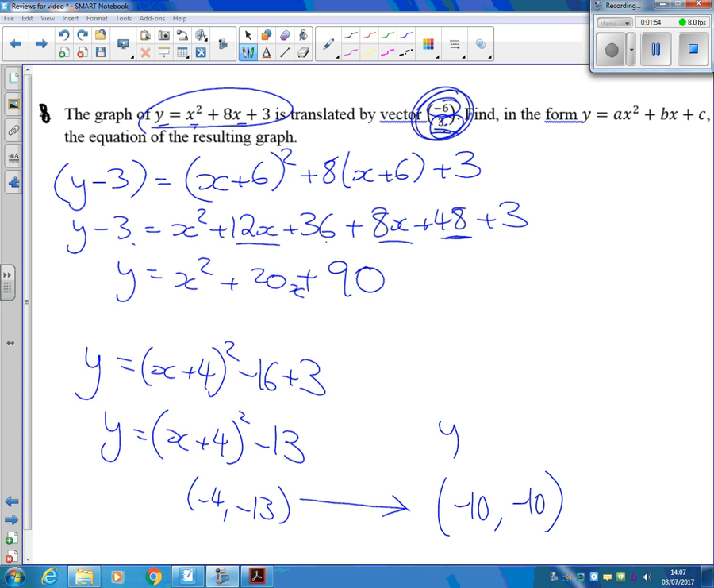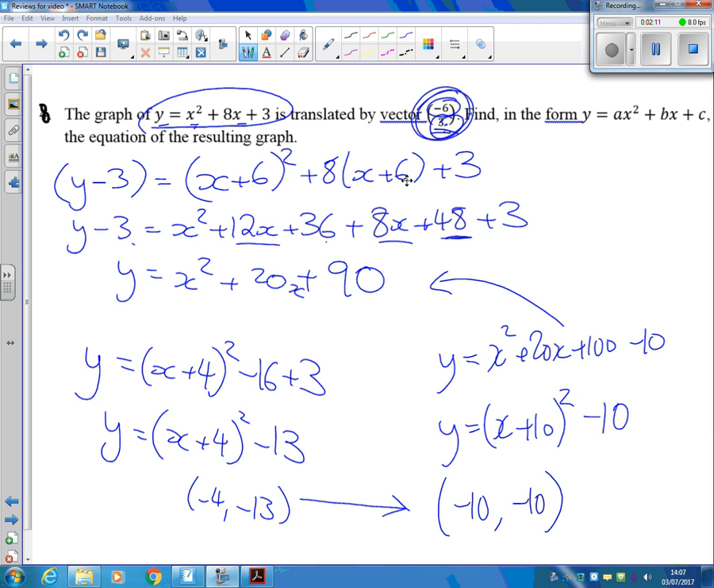Let's move back up and find out where that would be. So that's an x plus 10 all squared minus 10. And of course that would be x squared plus 20x plus 100 minus the 10. And of course that gives you exactly the same answer. So this way, doing it algebraically, and this way, thinking about where the minimum point changes to, both ways give that same answer there.